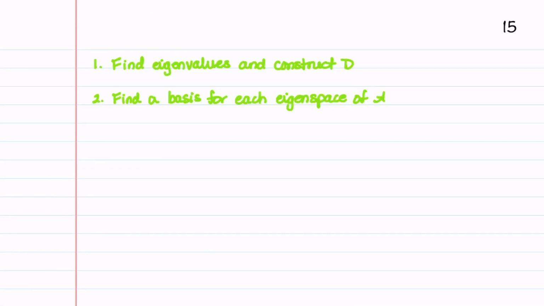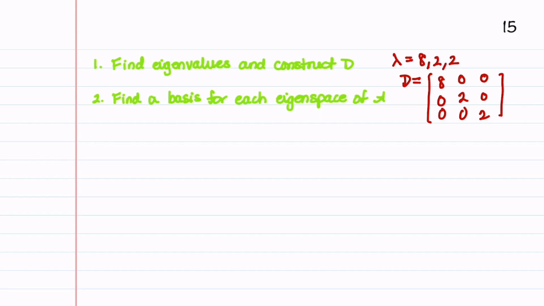Our first step is to find the eigenvalues and construct D. I'm not going to do that in this video. I went through this in my other video on eigenvalues and eigenvectors. So I'm just going to write down that you would end up with lambda equal to 8, 2, and 2. Those are our eigenvalues. And our D could look like this: 8, 0, 0, 0, 2, 0, 0, 0, 2.